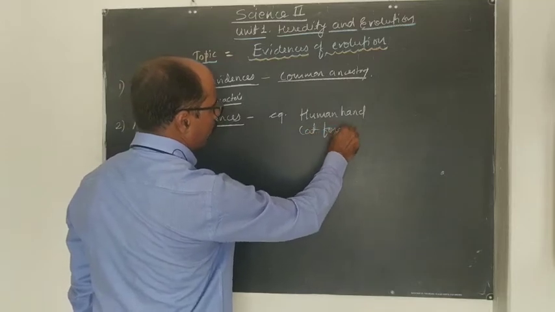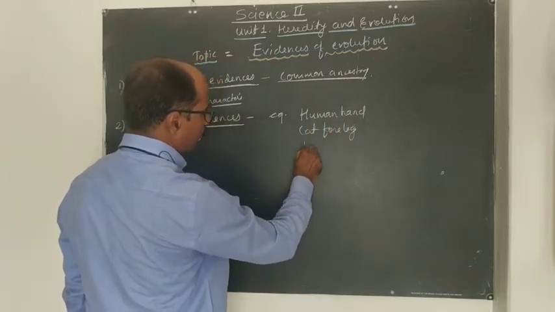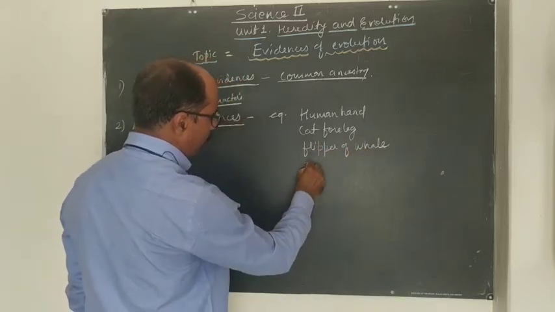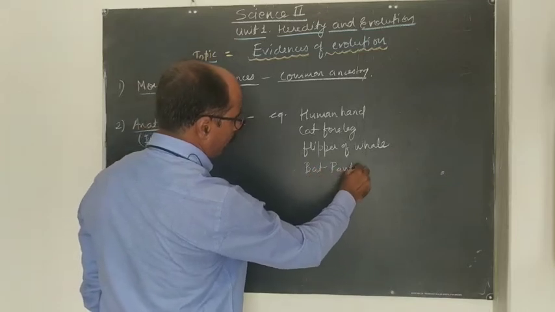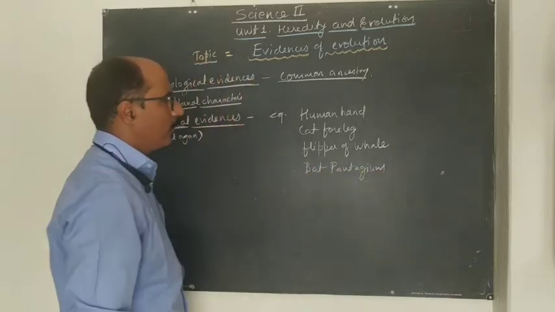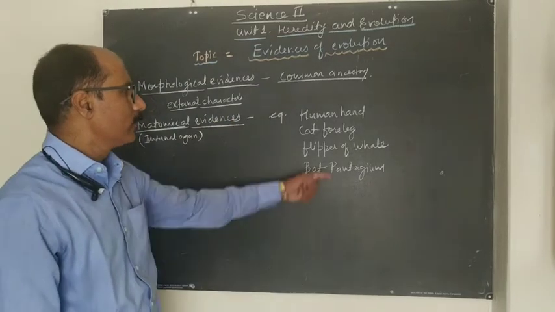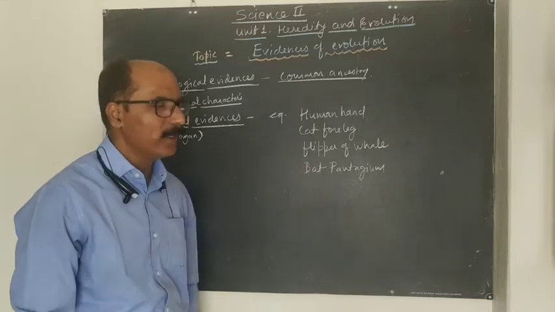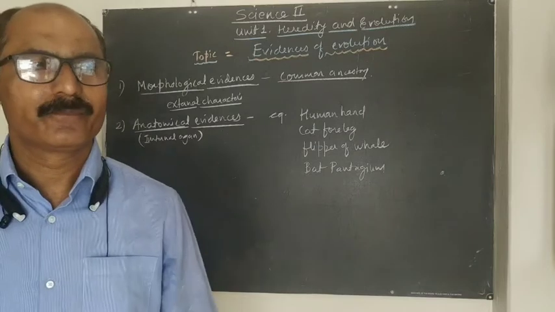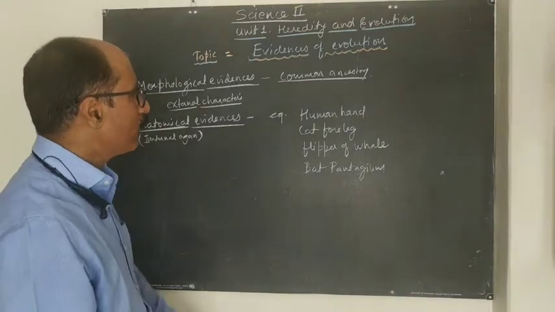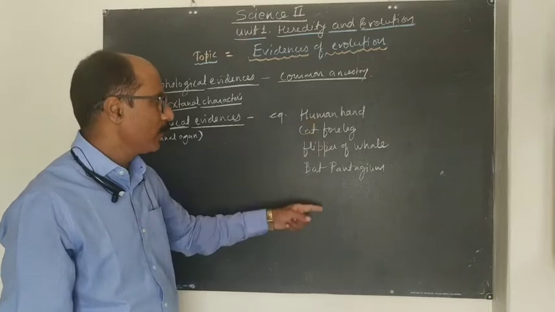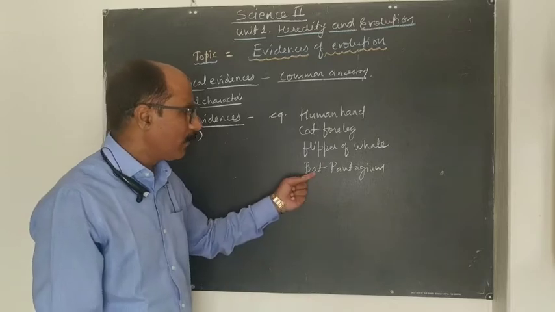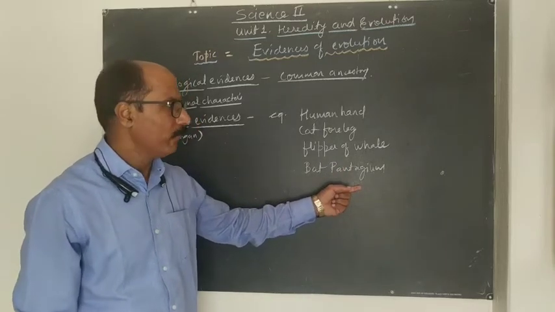Cat foreleg, flipper of whale and bat patagium. The structure of the animals' organs is given in the textbook. Example: human hand, cat foreleg, flipper of whale and bat patagium. They have nothing in common. All the structures have different functions. For example, the human hand is for different purposes, as you know. The cat foreleg is for walking, the flipper of whale for swimming, and the bat patagium for flying.